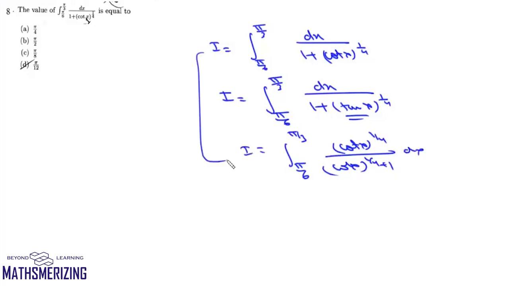Now we'll add these two. So we'll add them, then we can write 2I, and it is equal to this integral from pi by 6 to pi by 3. Now 1 plus cot x to the power 1 by 4 will get cancelled, so it will be dx, and it will be pi by 3 minus pi by 6, so it will be simply pi by 6. So value of this integral will be pi by 12, and that's your option number D.